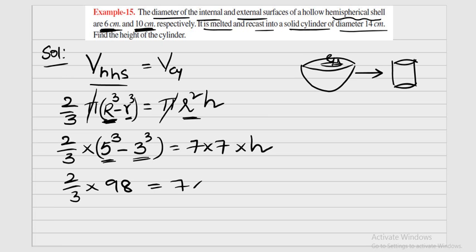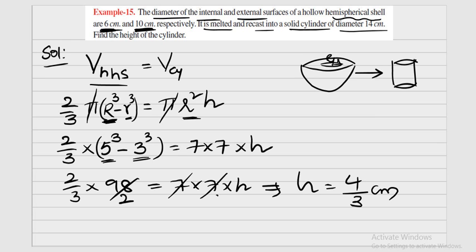This gives me 98, which is equal to 7 into h. So 7 sevens are 49, so this 49 can be cancelled 2 times. So from this, the height of the cylinder is given by 4/3 centimeters. So the height of the cylinder is 4/3 centimeters. Okay, so likewise we can find the height of the particular cylinder, right? So what is the answer? He is asking about the height of the cylinder, right? So the height of the cylinder is nothing but 4/3 centimeters.